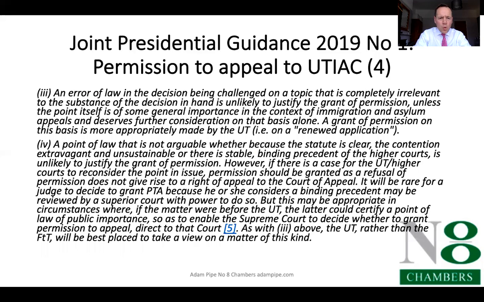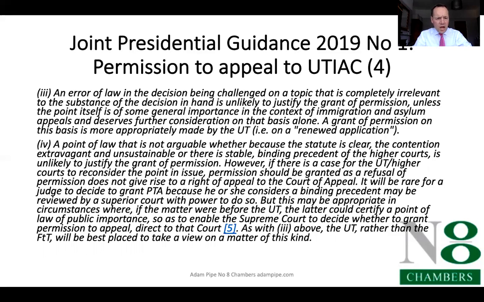An error of law in the decision being challenged on a topic that is completely irrelevant to the substance of the decision in hand is unlikely to justify the grant of permission unless the point is of general importance. So look at that. It's got to be a material error, i.e. it's got to make a difference to the outcome of the case. The fact you may spell my name wrong is an error, but it doesn't make a difference to the outcome of the case. It's got to be material.